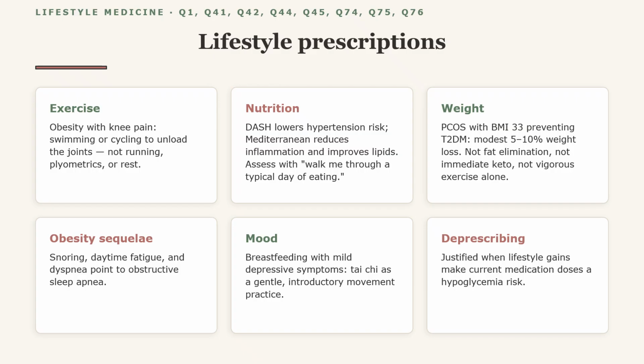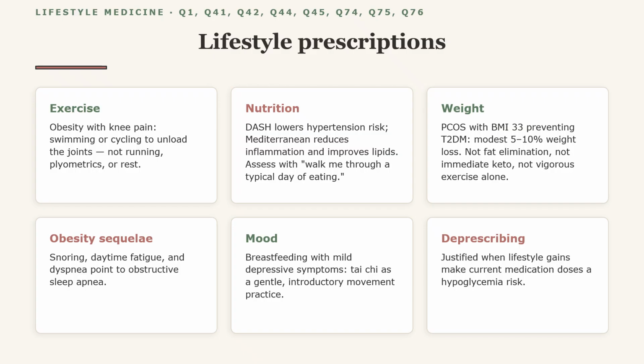I generally will send these patients to physical therapy. Nutrition. DASH lowers hypertensive risk. Mediterranean reduces inflammation and improves lipids. So the first step of evaluating and coming up with a plan for nutrition is recall.